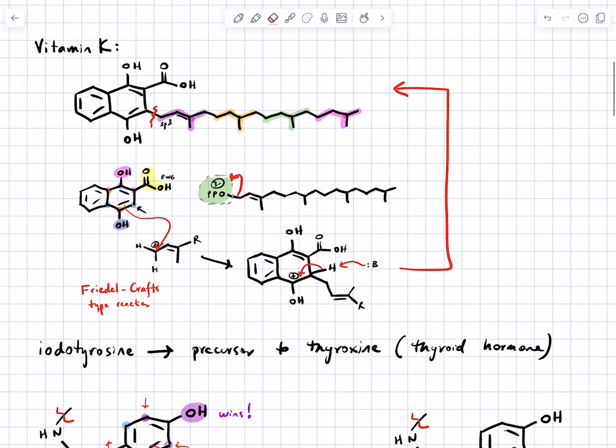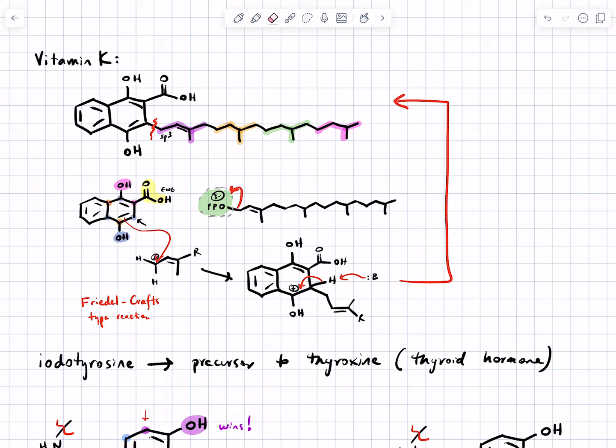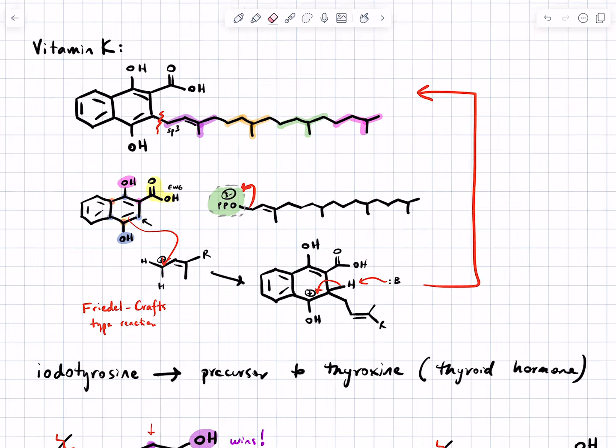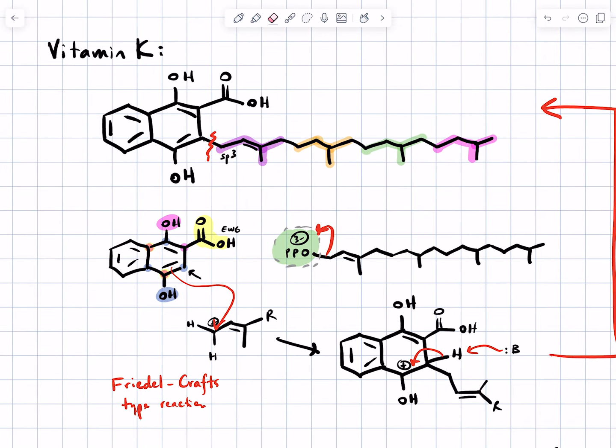A couple of things that you might encounter in biochemistry having to do with electrophilic aromatic substitution. One is the biosynthesis of vitamin K. So that's shown here. It's got this long hydrocarbon chain, and that hydrocarbon chain is attached to an sp2 carbon of an aromatic ring. That reaction is basically a Friedel-Crafts reaction. The leaving group, so here is the long chain. It's basically an alkylation. Here's the leaving group.